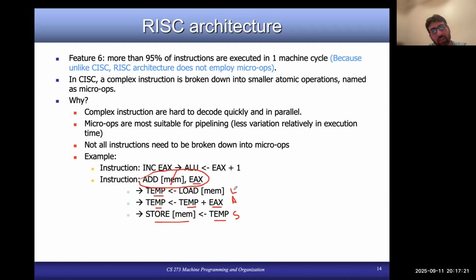Since we have now broken it down into three micro ops, when our first micro op is in the execute stage, we can have the second micro op, add, in the fetch stage, and when our add operation is in the execute stage, we can have the store operation in the fetch stage, right? And also, since most of these micro ops take much less time compared to a complex instruction, we can complete them quicker. Any questions?